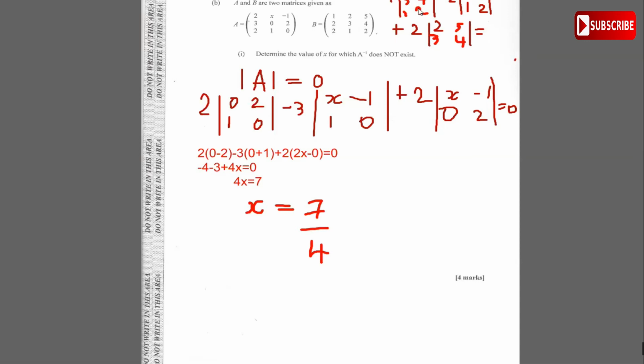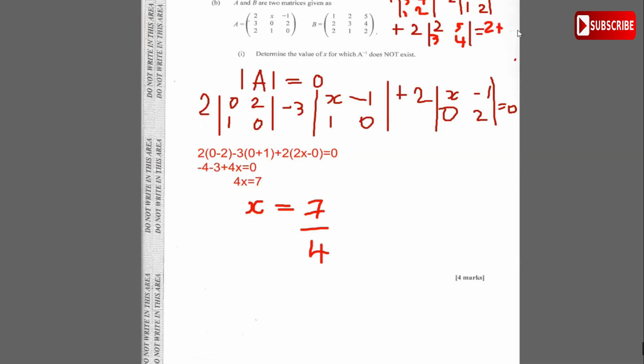This would have been 6 minus 4, which is 2. That would have been 2. This would have been 4 minus 5. 4 minus 5 is minus 1. Minus 1 times minus 2 is plus 2.